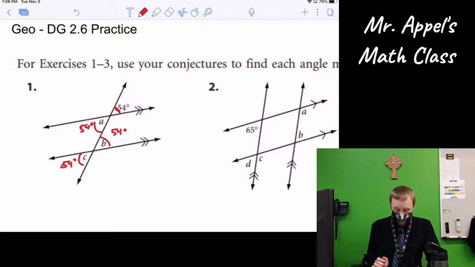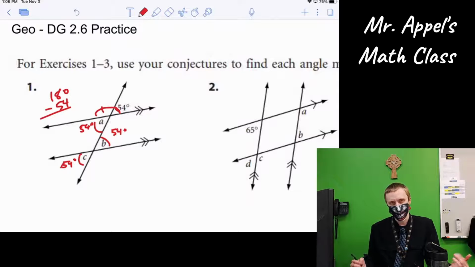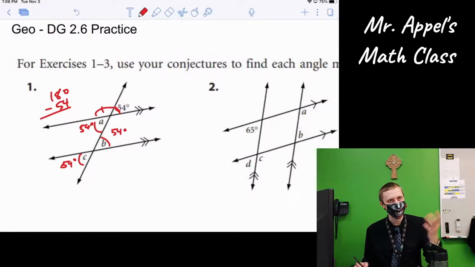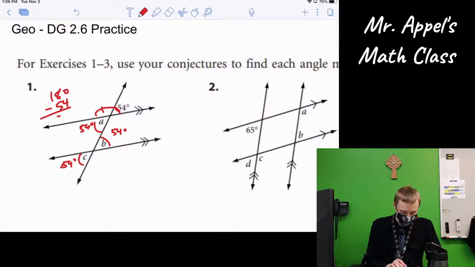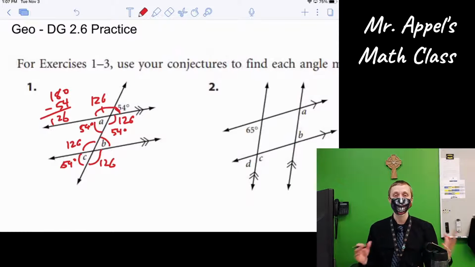If they asked for one of the obtuses, all right, there's the obtuse one. 180 minus 54, just do a quick subtraction. 180 minus 50 would have been 130, but we subtracted 4 extra, so take 4 off of that. 126 there. 126 here, 126 here, 126 there. They fill in automatically, okay?